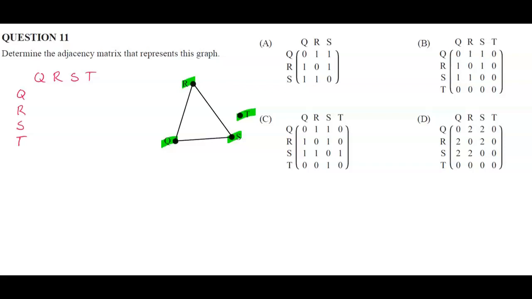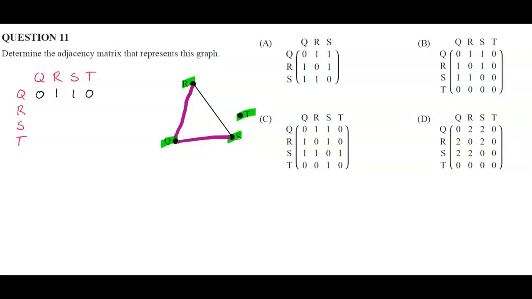So let's start filling in some information. From Q to R, you'll notice there is one connection there. So Q to R is going to be 1. Also notice Q to Q is going to be 0. The only time you would actually get a number from Q to Q is if you had a loop, and we don't have that in this scenario. So Q to Q will be 0, Q to R is 1, Q to S, also 1, and Q to T will be 0.